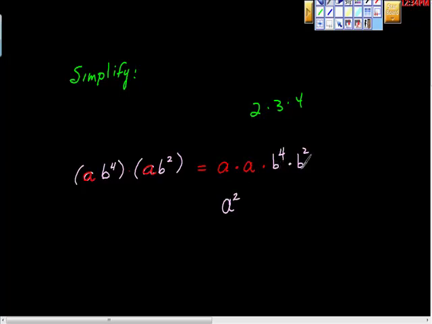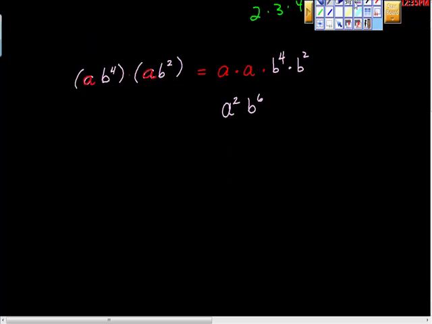And b to the 4th times b squared, right? That's the first rule that we looked at today, which was product of powers. And we get b to the 4 plus 2, which is b to the 6th power. Isn't that right? Okay.